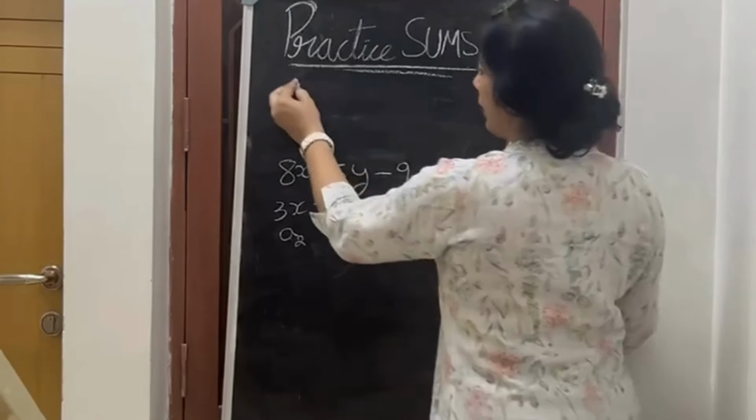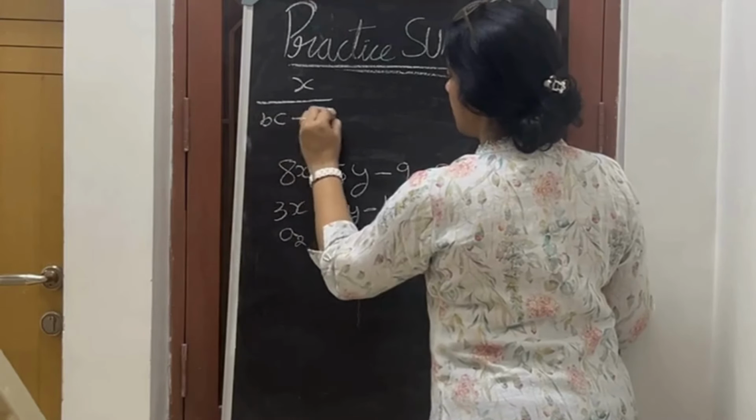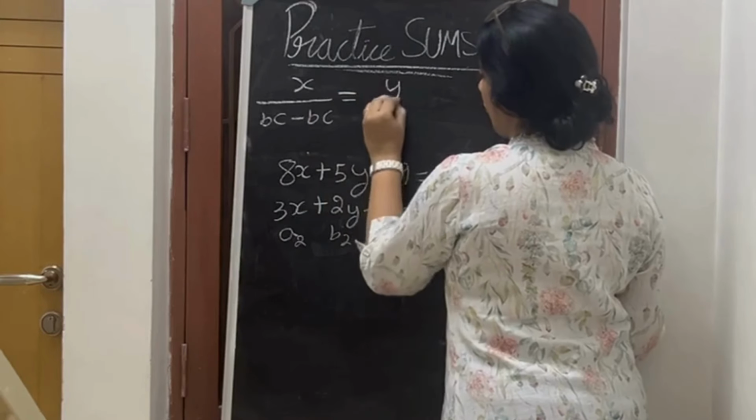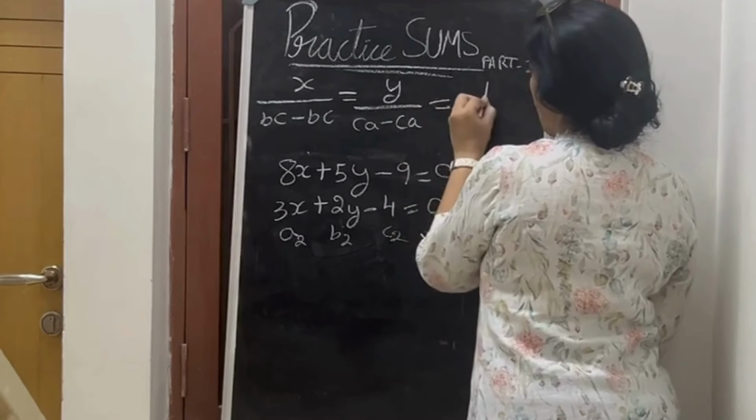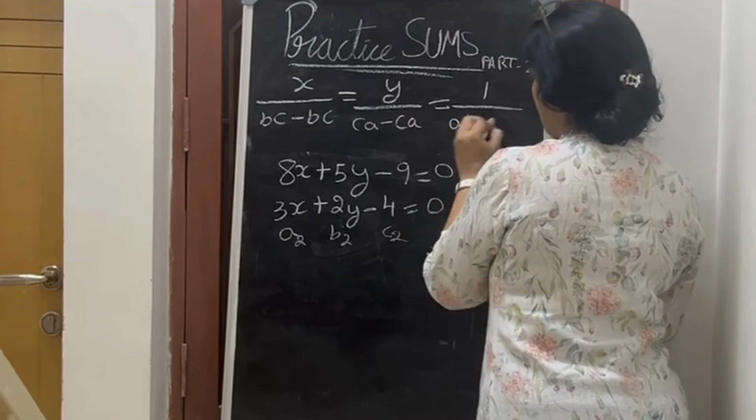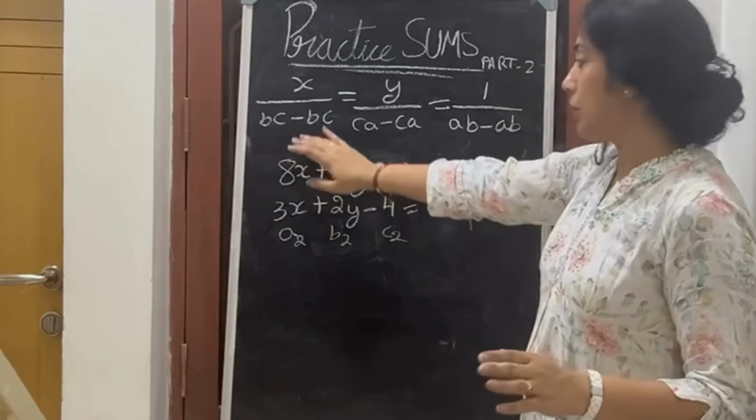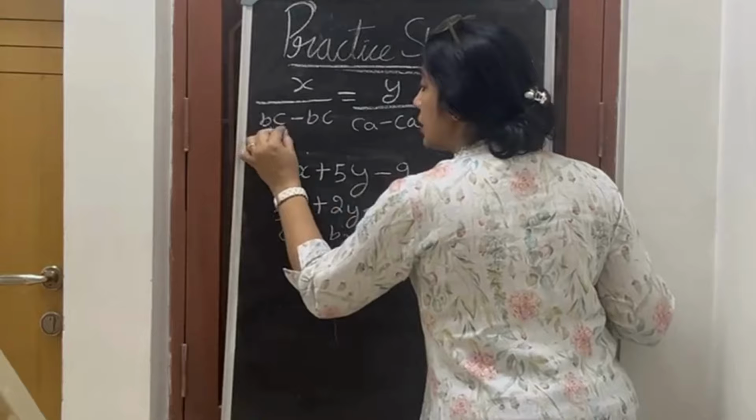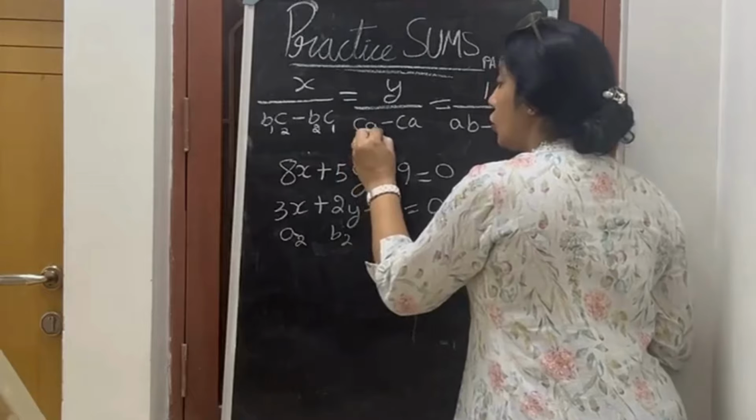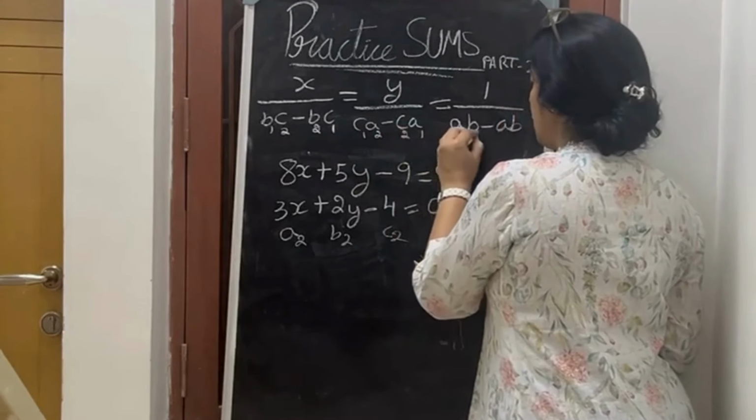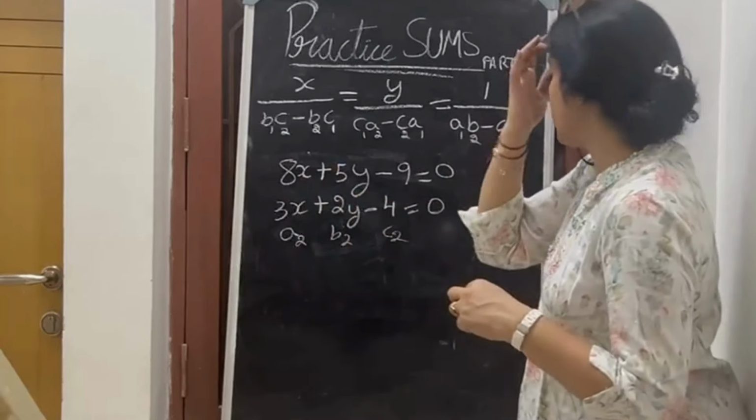What we'll do is write x by (B1C2 minus B2C1) equals y by (C1A2 minus C2A1) equals 1 by (A1B2 minus A2B1). A little strange, so please don't write this improperly. It's B1 C2, B2 C1. It's 1 2 2 1, 1 2 2 1. Remember this trick to solve these kinds of sums.